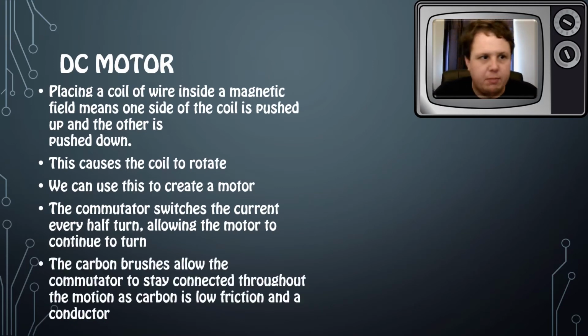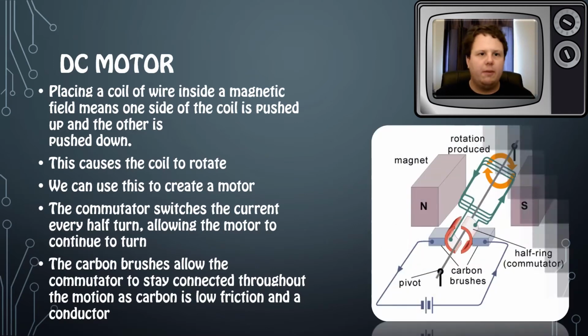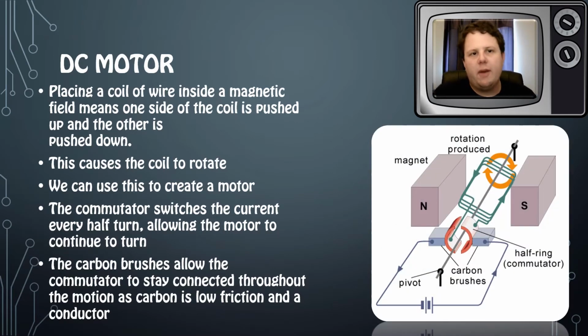We also have carbon brushes. These stay attached to the wires on the external circuit, and allow the commutator to stay connected. So rather than physical wire connections that get twisted up, these carbon brushes just brush up against the commutator, and as carbon's low friction and a conductor, it's brilliant for doing this job. Okay, so here's our diagram that shows all these things I'm talking about.